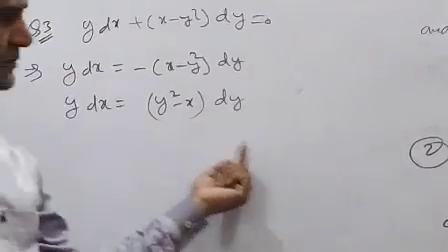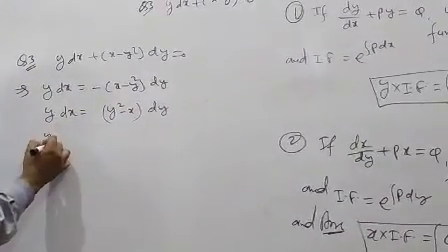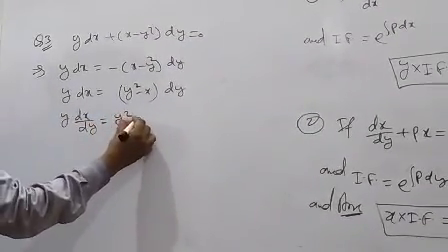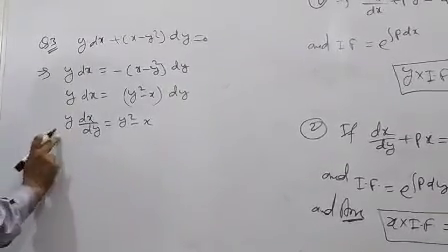Now this question we have to change into this form. Divide by dy on both sides: y dx by dy is equal to y square minus x. Now divide by y on both sides.